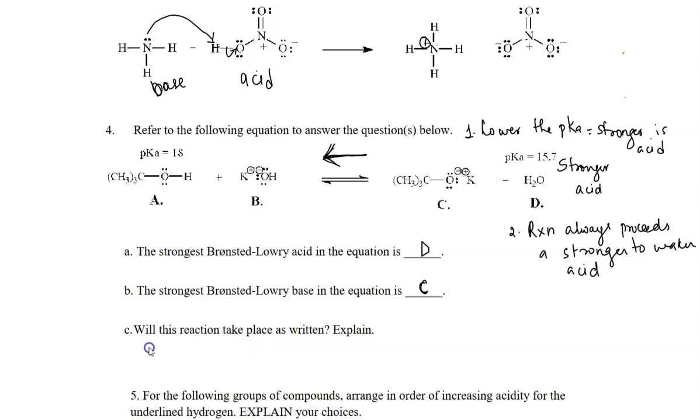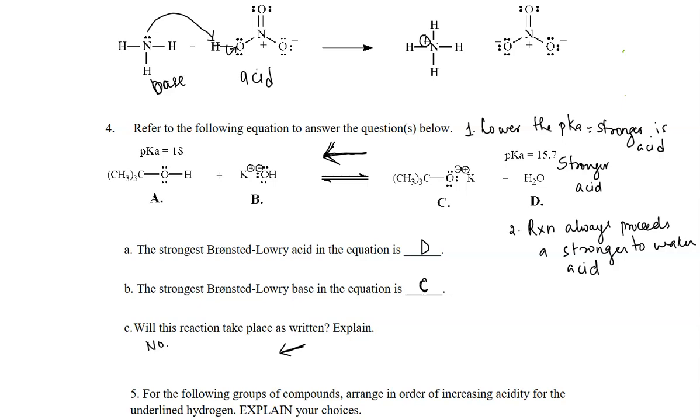And will this reaction take place as written? So you have to say no, because the reaction always proceeds from a stronger acid towards a weaker acid, and so it will go in the backward direction. So it has to be favored in the backwards direction.